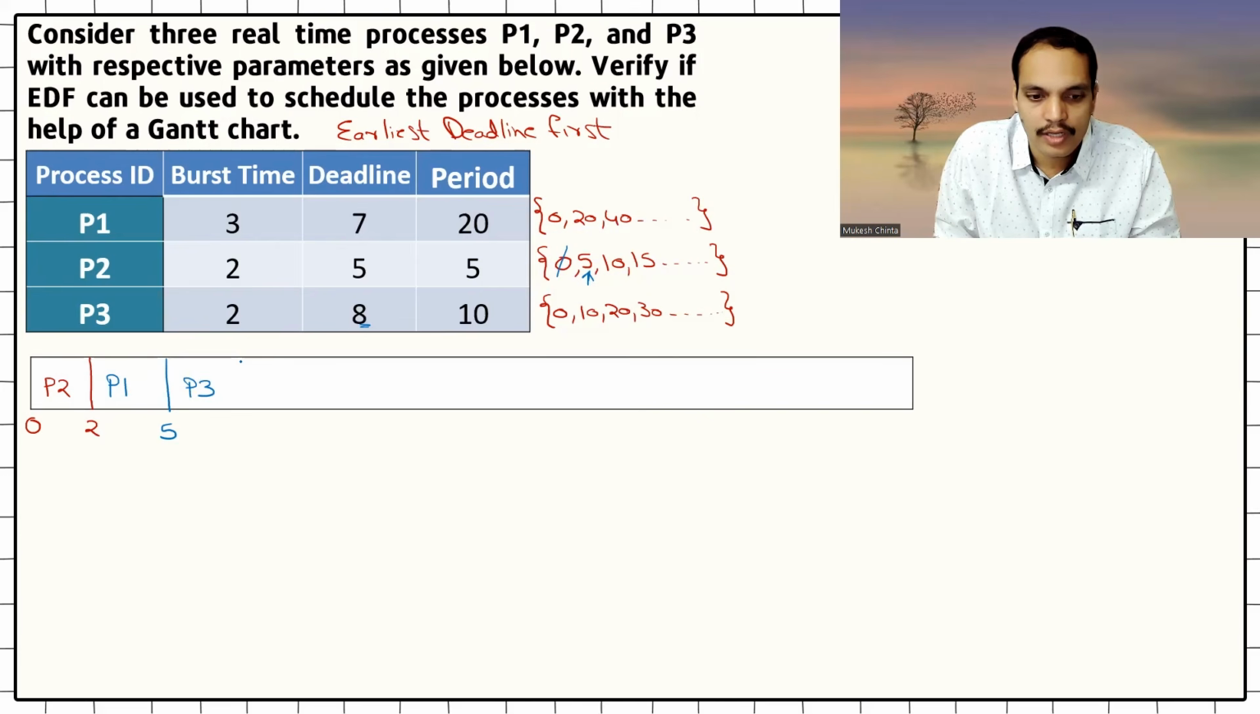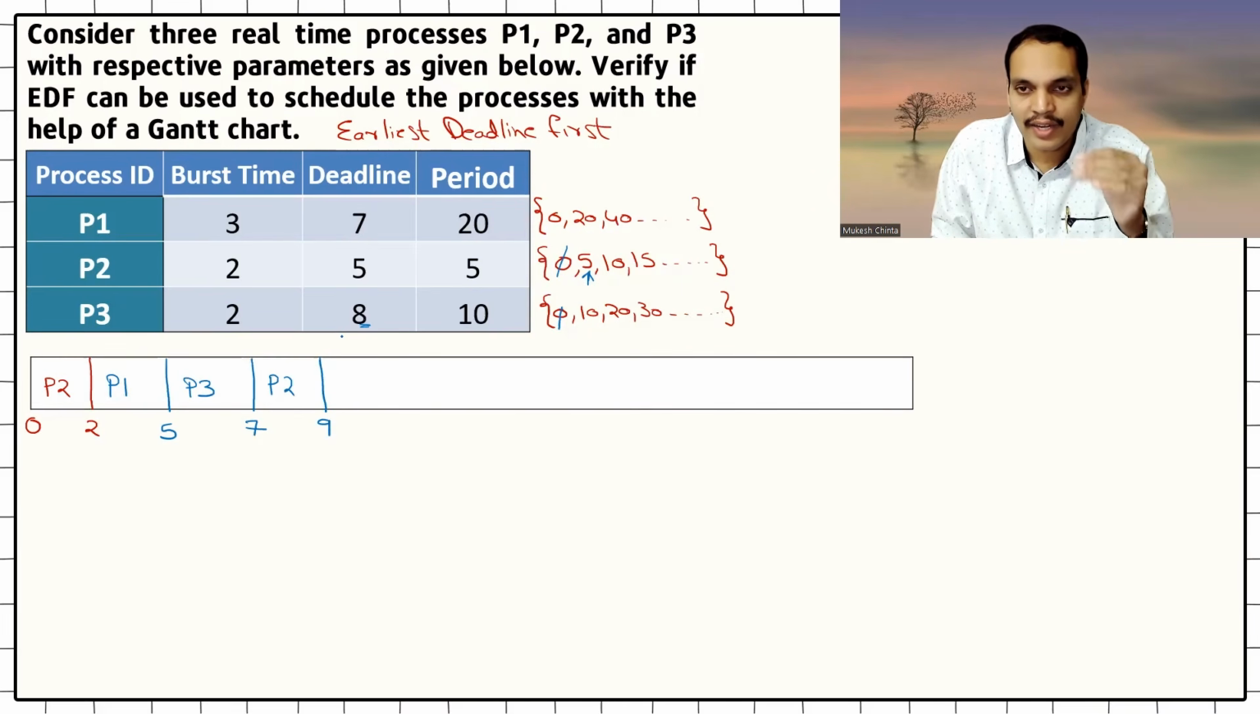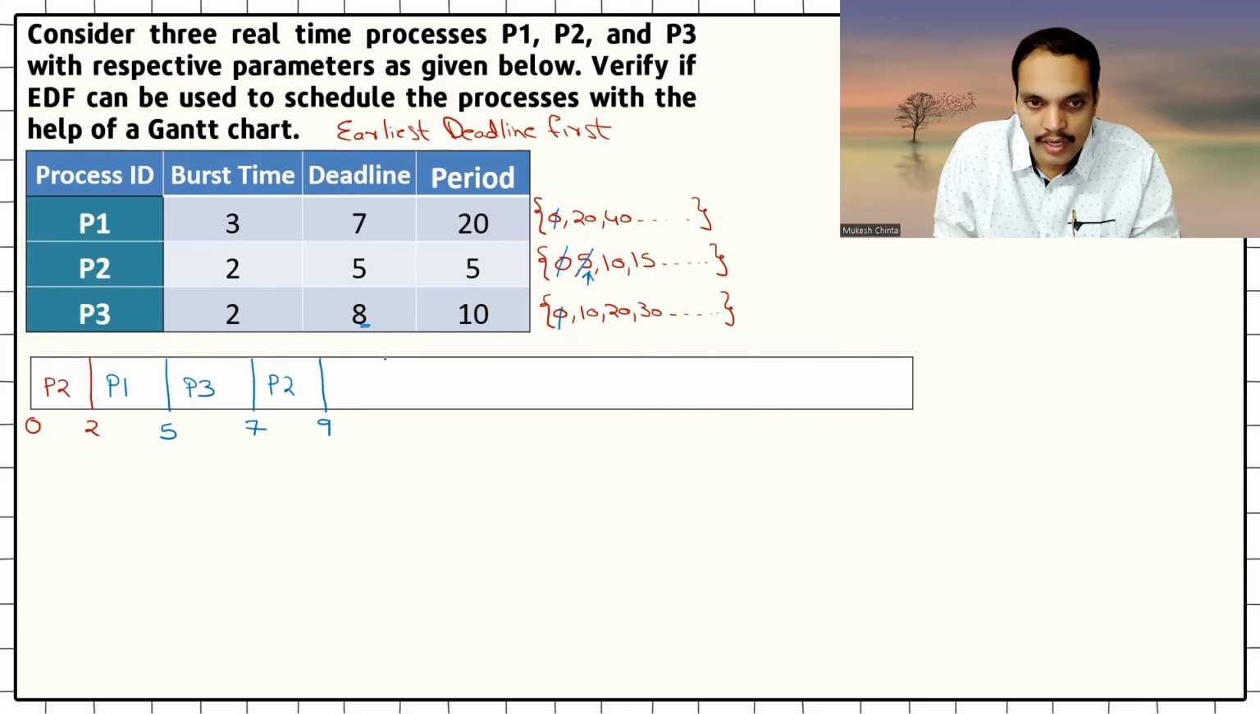So P3 executes till 7. This is done. Now for the remaining process, P2 is here. So P2 goes next till 9. We have to ensure whether P2 has met the deadline or not, whether it has been executed before the deadline. The deadline is 10 and it completes its execution by 9. This is also completed. There are no processes in the queue right now. All these three are done. So until 10, the CPU sits idle.